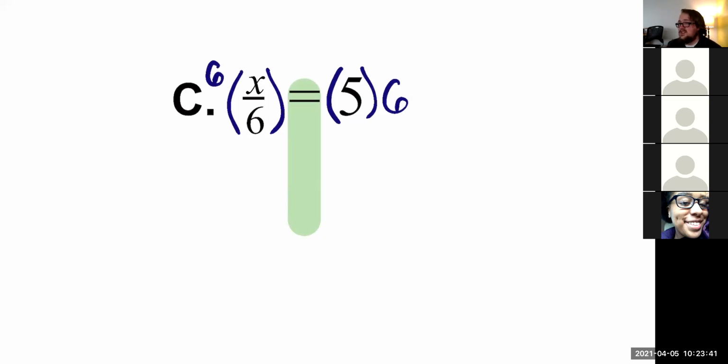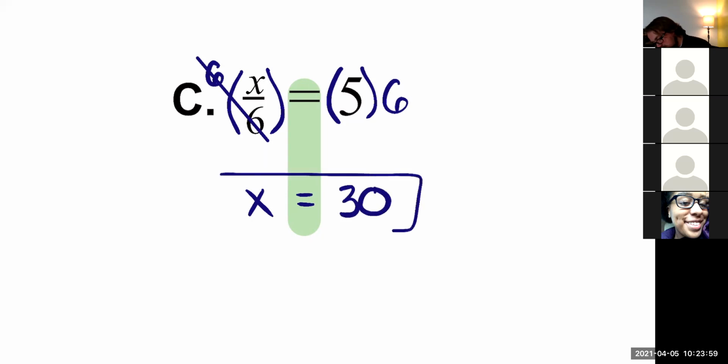Now on the left, the 6 being multiplied with the divided 6 simplifies to a positive 1, and we like those ones because they hide. On the right, 5 times 6 gives me 30. And that's it.